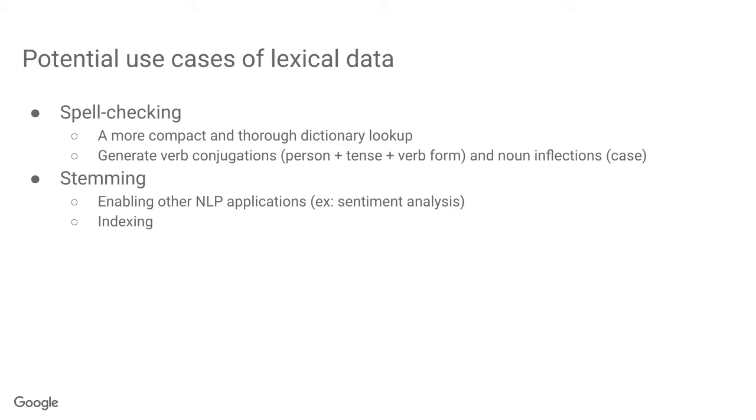Indexing is another place where dictionary data could be useful. Now, let's say we're indexing content in order to be matched against a search query. Now, if the search query contains a verb, then maybe that verb should match all of the conjugations of that verb, as opposed to having every single conjugation being treated as a different word and matching independently.